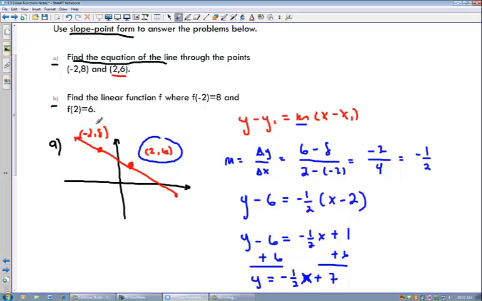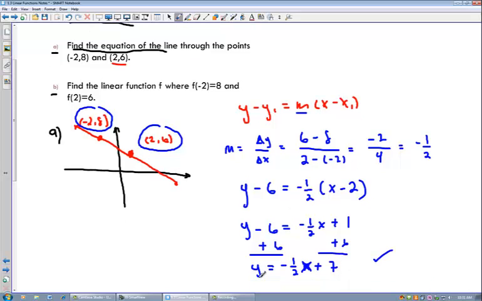And I can check my answer by plugging in this other point here. If you plug in negative 2, you better get out 8. So when you plug in negative 2 for x, I get negative 1/2 times negative 2, which is a positive 1, plus 7, which is 8. So this checks. That way I know that this is actually the formula for the line. I didn't make some silly algebra mistake.